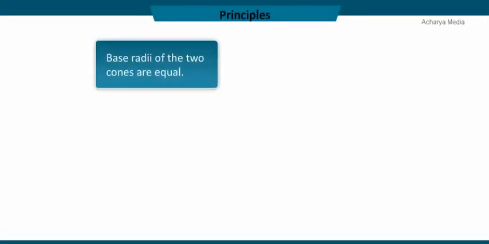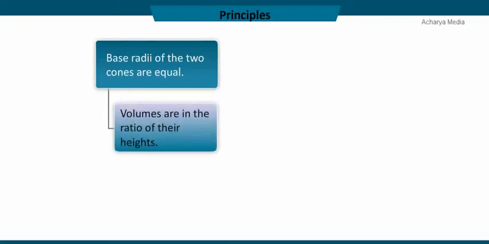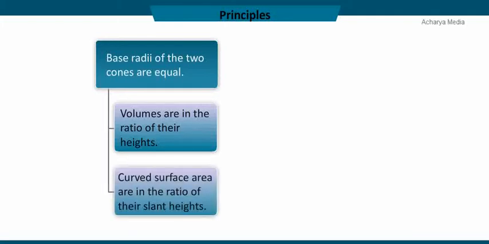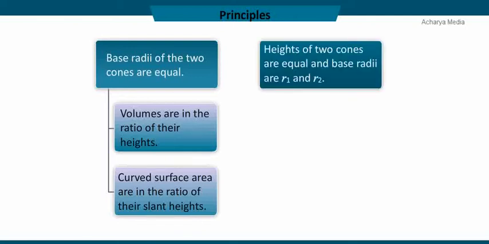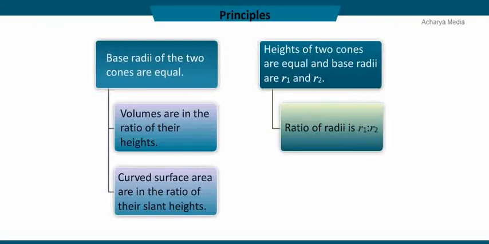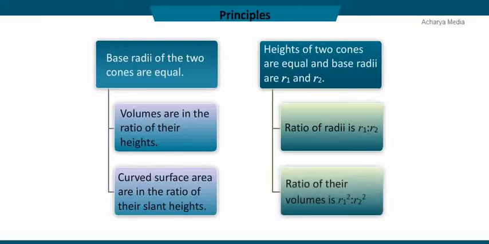Let us now look at the principles. If the base radii of the two cones are equal, then volumes are in the ratio of their heights, and curved surface areas are in the ratio of their slant heights. If the heights of the two cones are equal, and base radii are R1 and R2, then ratio of radii is R1 is to R2, and ratio of their volumes is R1 squared is to R2 squared.